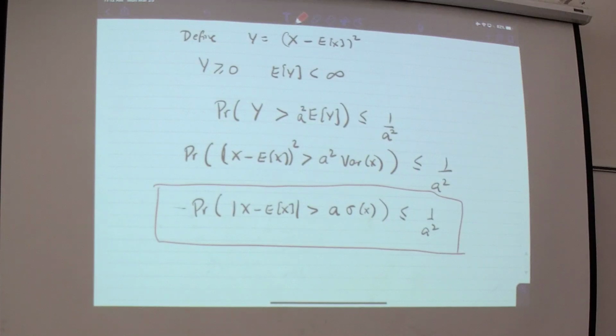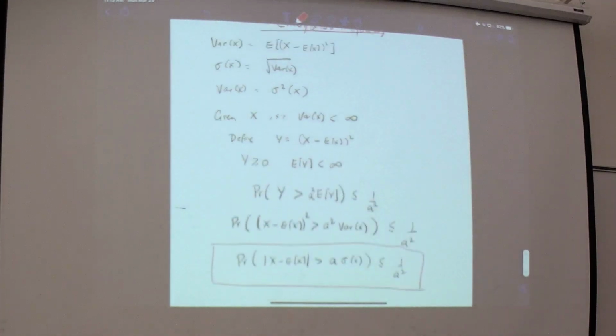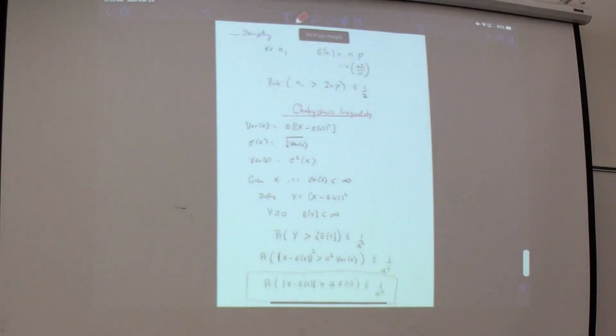So I want to draw your attention to two things, especially in relation to the Markov inequality. Let me see if there's a way I can put them on the same page. A little tough.